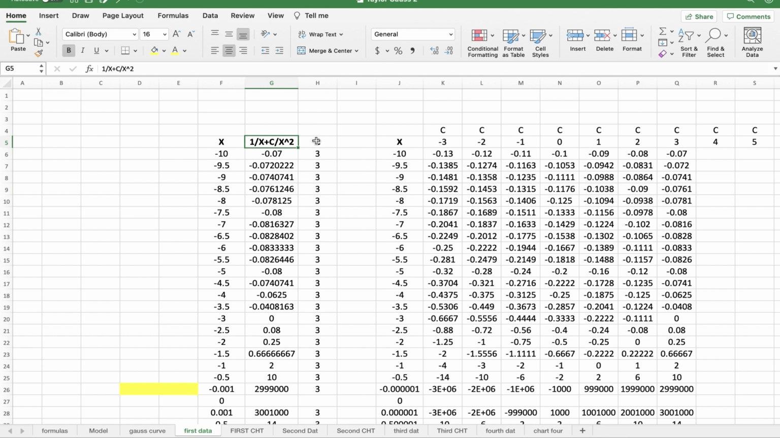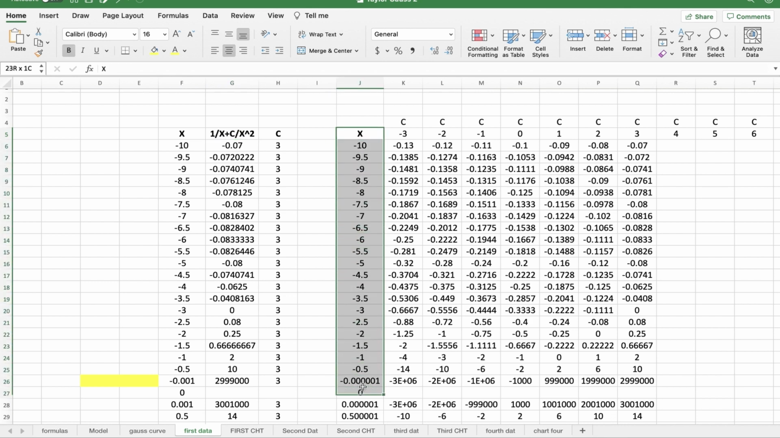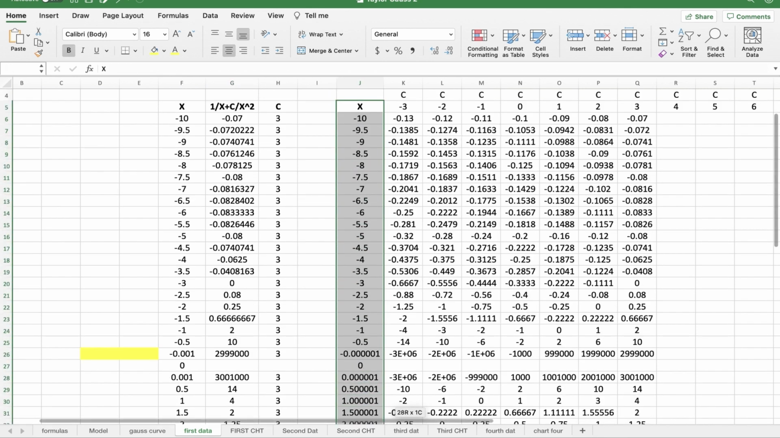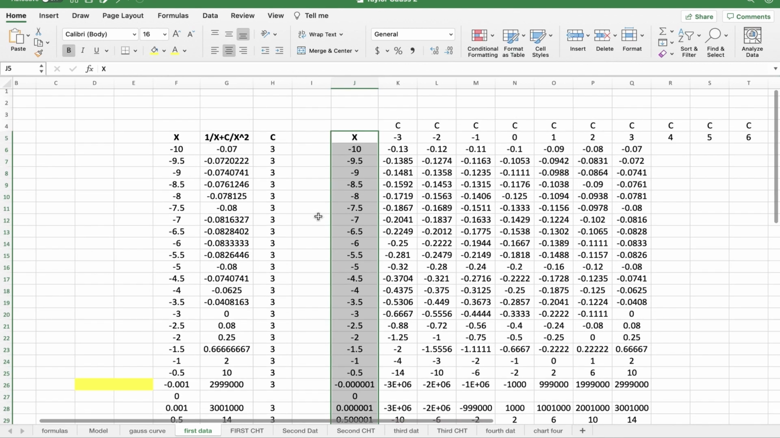The first curve that we were given was the solution to the differential equation that yielded 1 over x plus c over x squared. And that is here in this table. I have my x range right there. You can see I went from minus 10 to 10 on the x-axis.